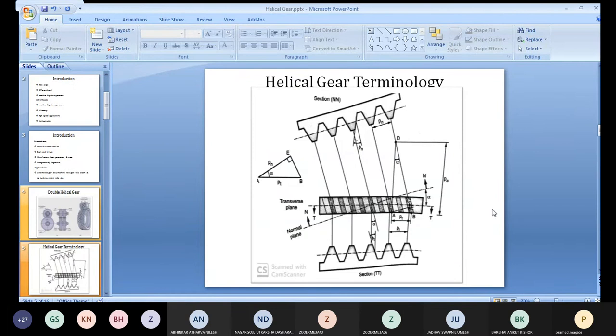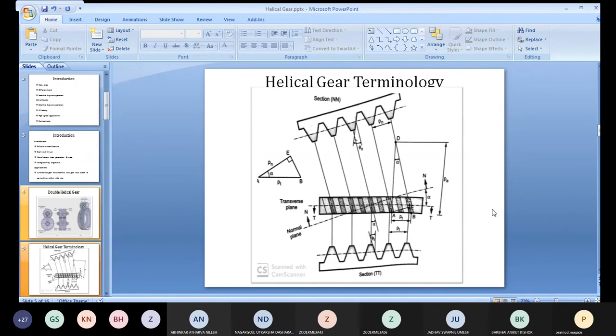But in case of the helical gear, that equation I cannot use directly. I will have to use the additional term, that is angle. Because in spur gear, the teeth are straight. It does not have any angle. In case of the helical gear, there is an angle. So in the equation of the beam strength, the angle will be added.